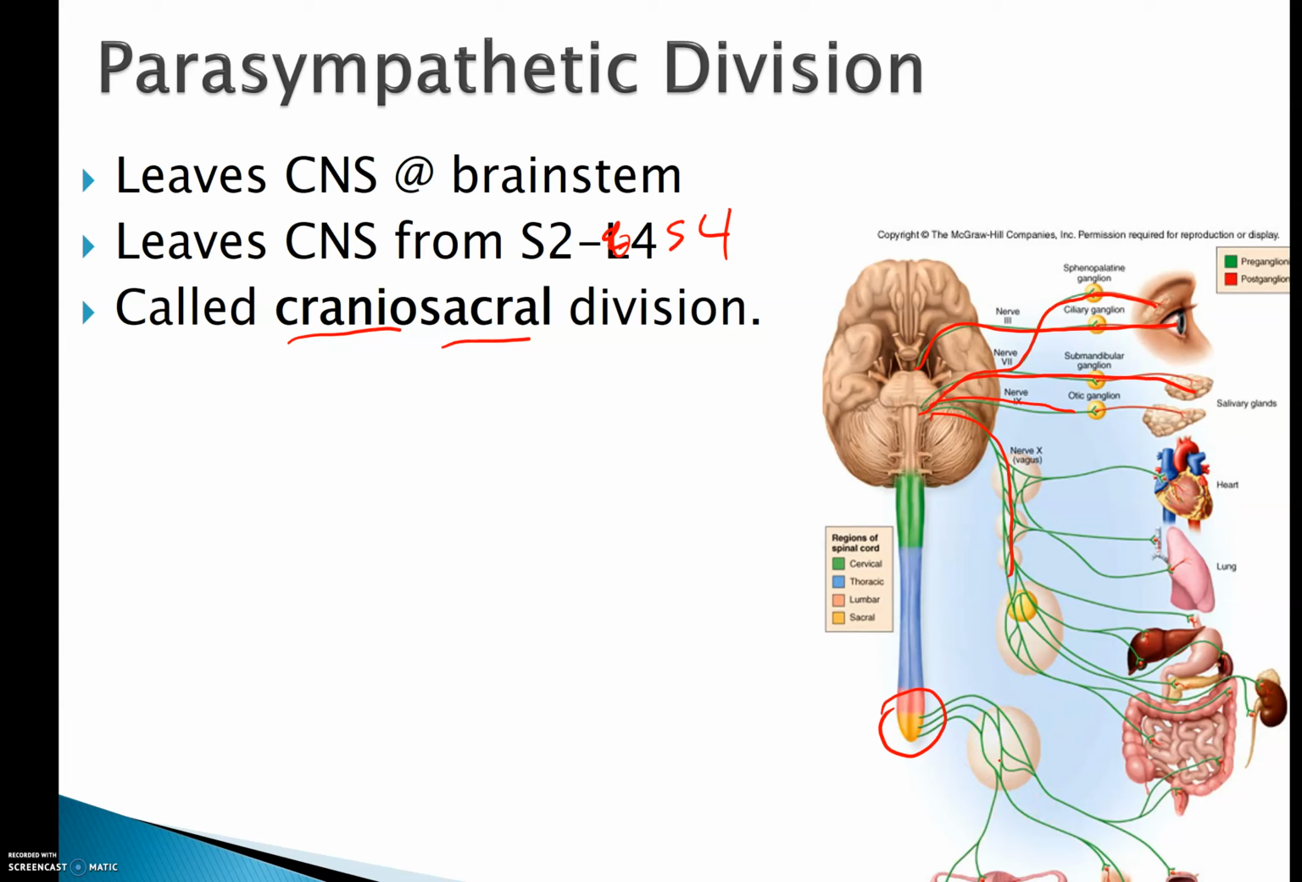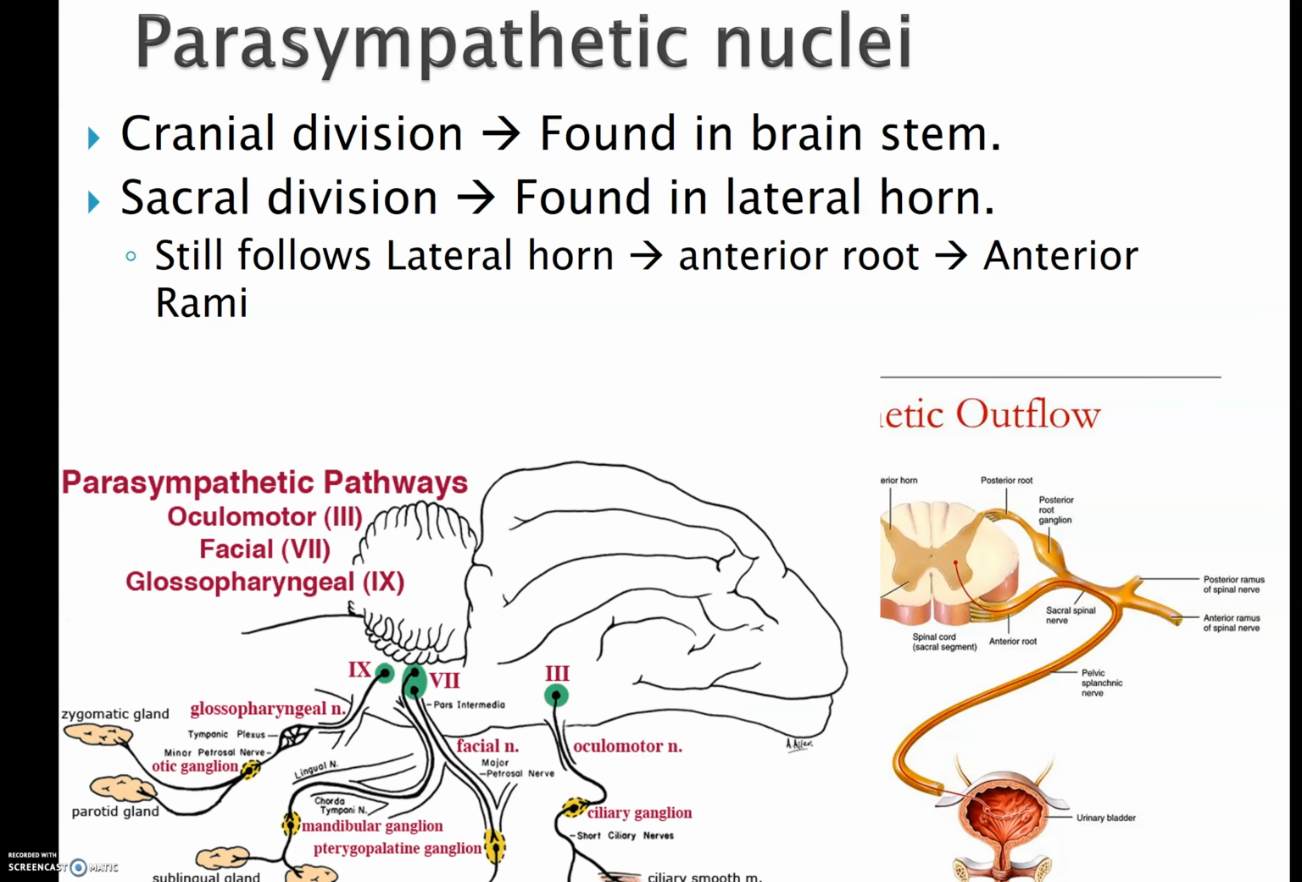Now again, I'm going to flip a magic quarter. If it comes up heads, I'm going to ask you what the sympathetic nervous system is called: thoracolumbar. If it's tails, I'm asking you the other name for the parasympathetic: craniosacral. Since this is called the craniosacral division, the nuclei are found in either the brainstem for the cranial nerves or in the lateral horn for the sacral nerves.